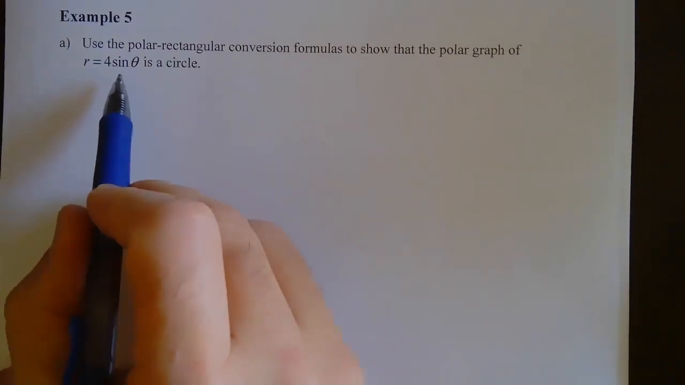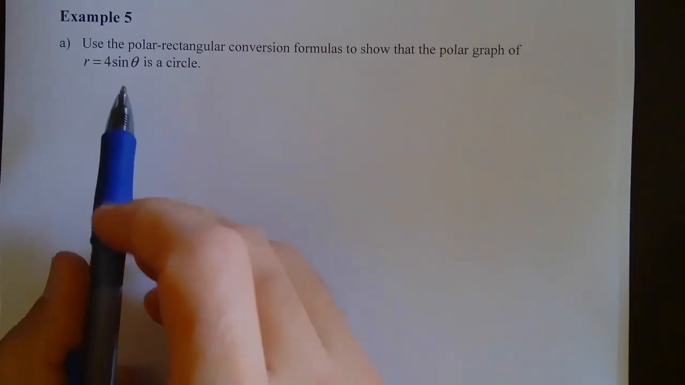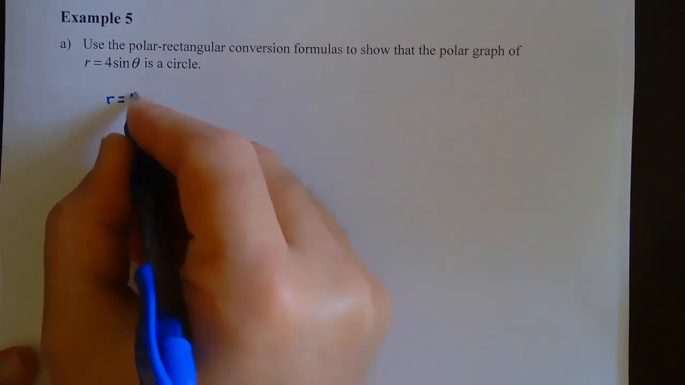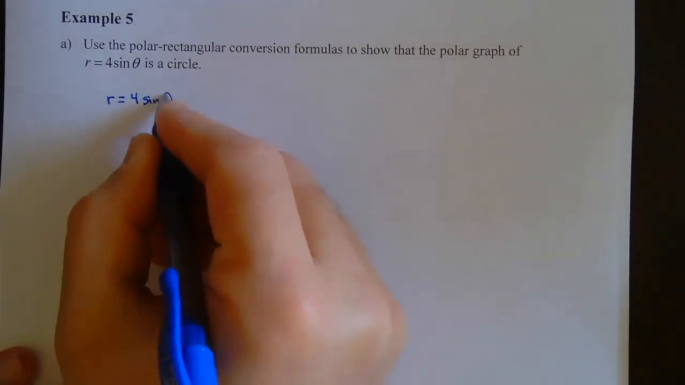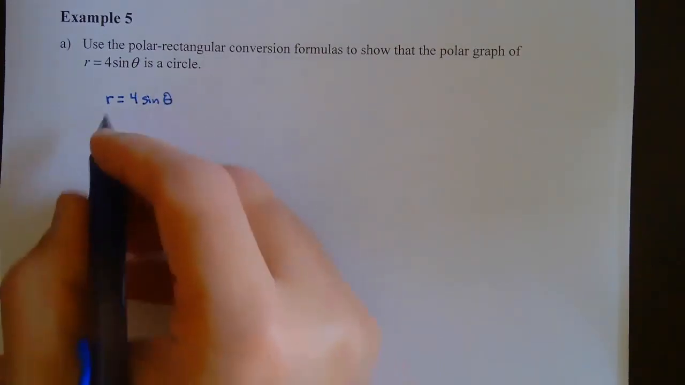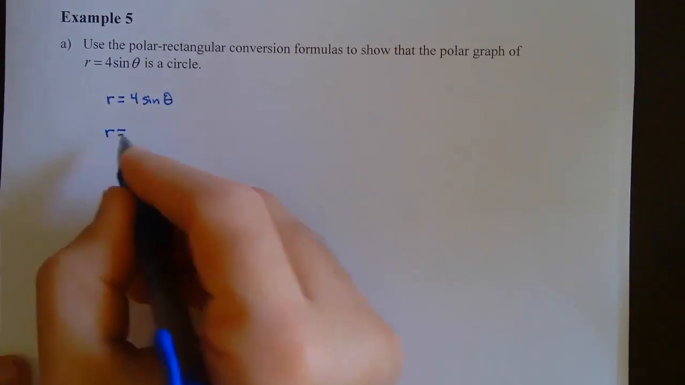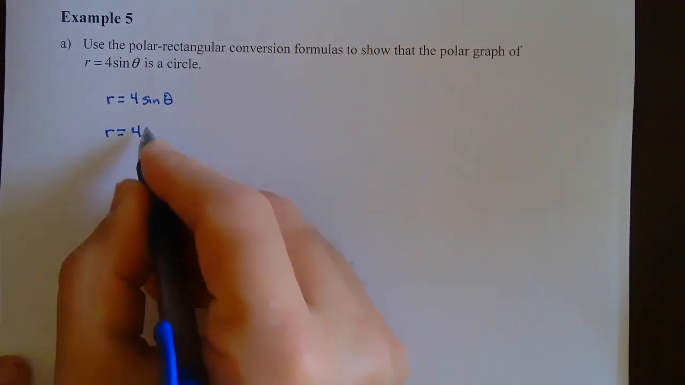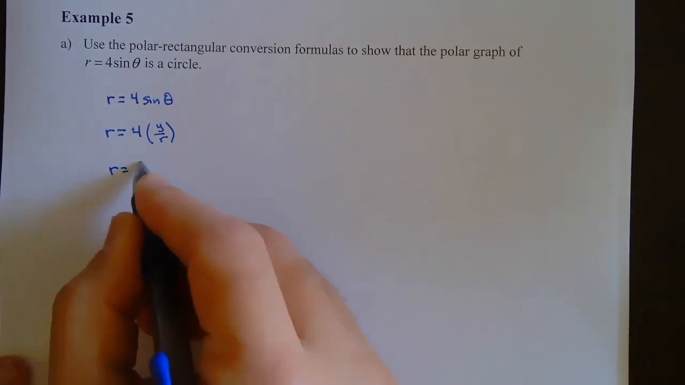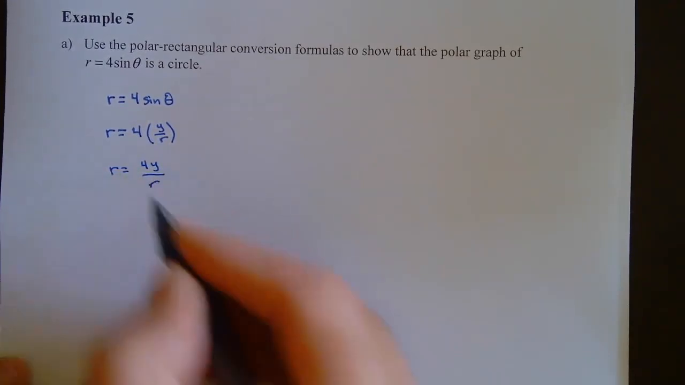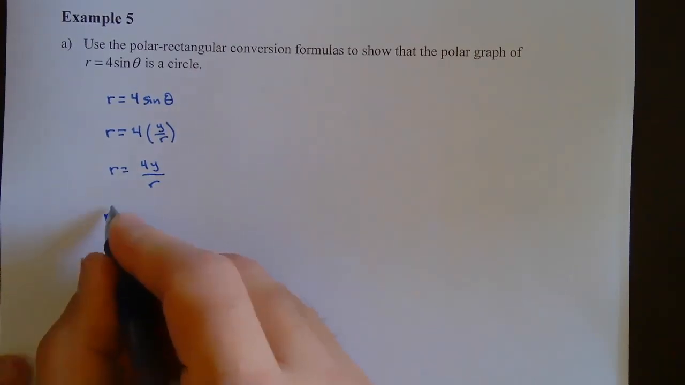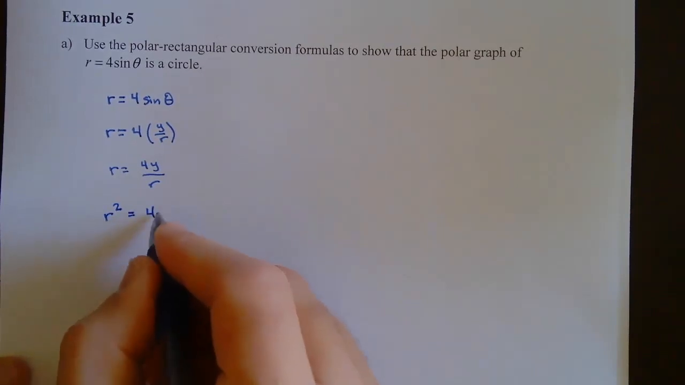Okay, so one thing we know is that, r, let's start with this. r is equal to 4 sine of theta, right? And what do we know sine theta is? Well, sine theta is y over r, right? So we can start with that, okay? So r is equal to 4 times y over r. So that would be r is equal to 4y over r. And to clear out the fraction, I can multiply both sides by r. So that would give me r squared is equal to 4y.